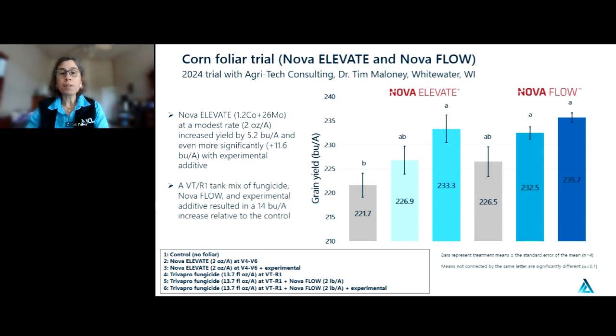And then on the right-hand side, you look at the Nova Flow, you see the same pattern coming up where we're putting it on. The Nova Flow was put on at VT/R1 with the fungicide, the Trivapro, and it was only 2 pounds to the acre that was put on. And we see that yield response that comes into play there. We see a 14 bushel increase over the control that we were able to get when we did the Nova Flow along with the experimental additive. So positive results that you can see that would definitely impact the economics, the ROI on the farm for, again, not a large amount of nutrient. It's just the precision and the timing that really helped.